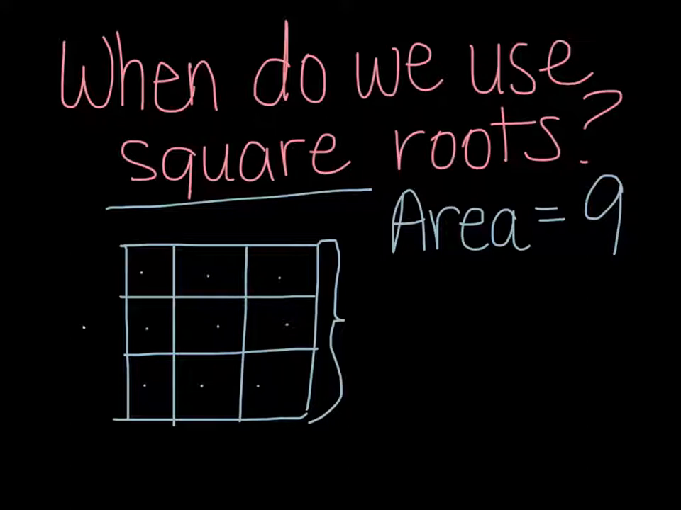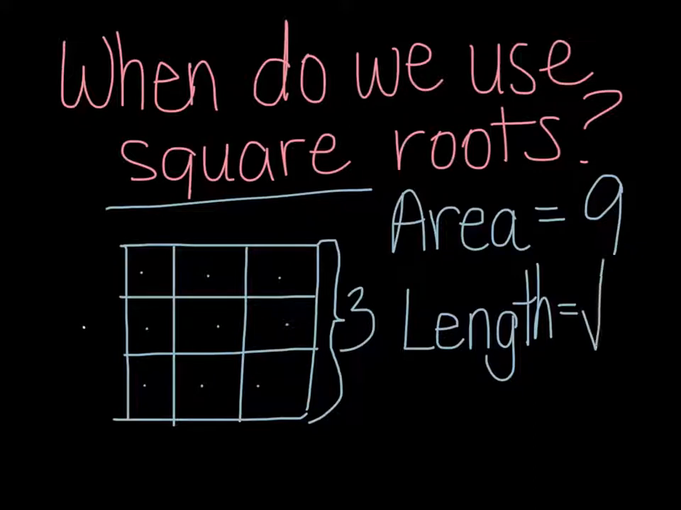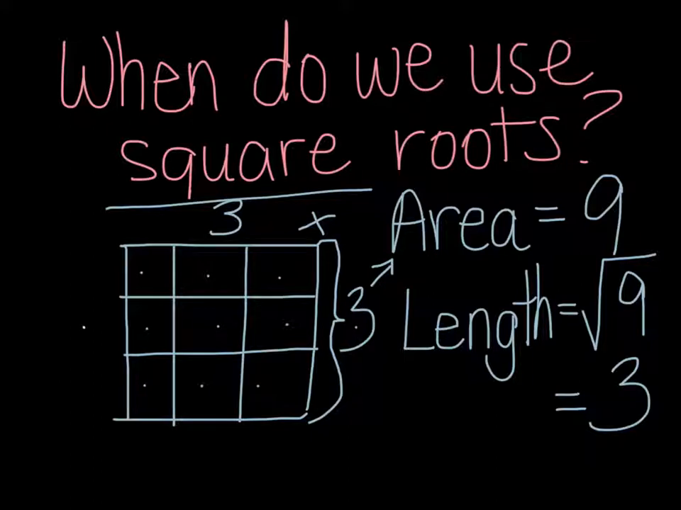Well, of course, you're all thinking, count them, Miss Norman. Of course, I can count them. But what happens when the number becomes so large that I'm looking at an area that I don't want to sit here and count every single square? I can find the length by taking the square root of 9, which is equal to 3. Remember, length times width is area, 3 times 3 would give us our area. So when I square root the area, it will give me my length.